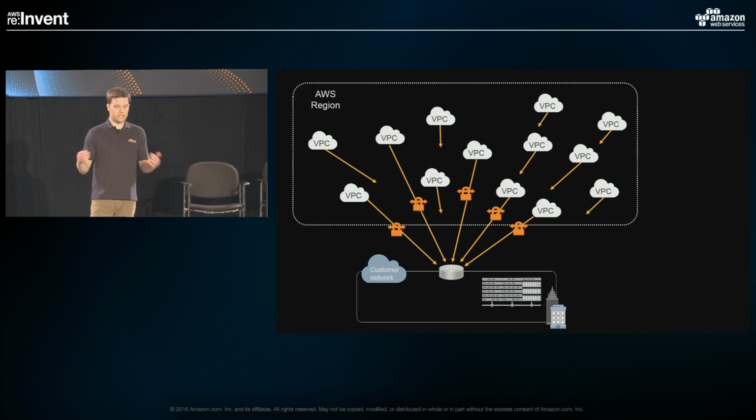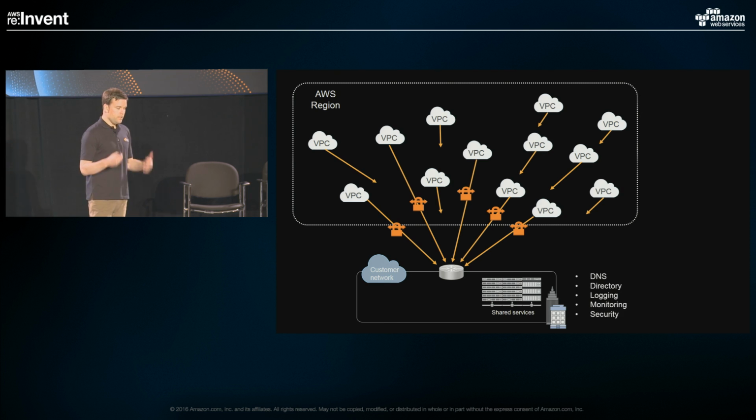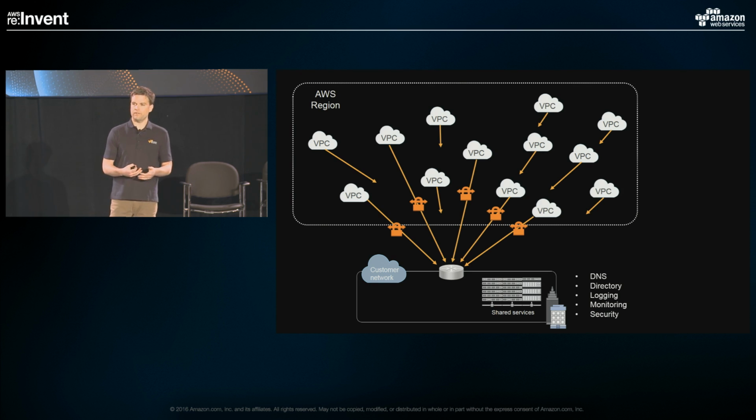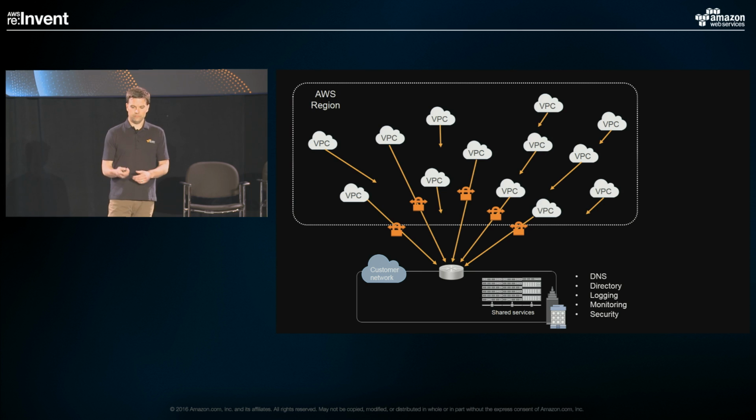So we're starting to stress out your network pipes. We're starting to really stress out your network operations team. And all these things are accessing common shared services that exist on your corporate network. So whether that's DNS or directory services, logging, monitoring, security, common data sources, all of that's coming down.